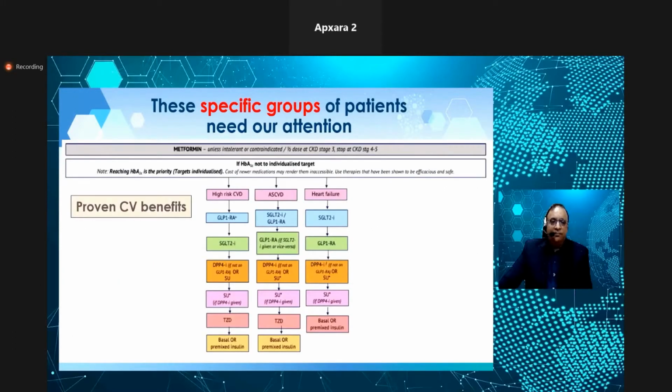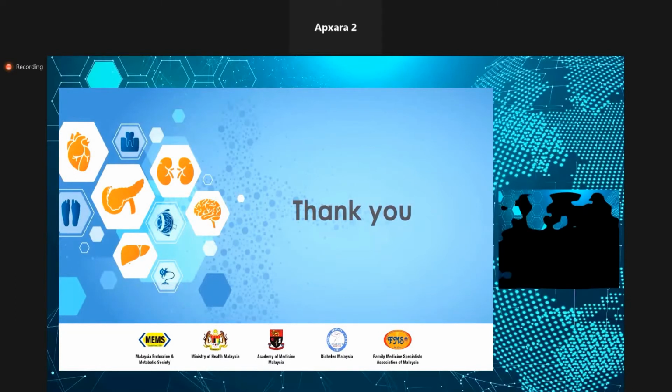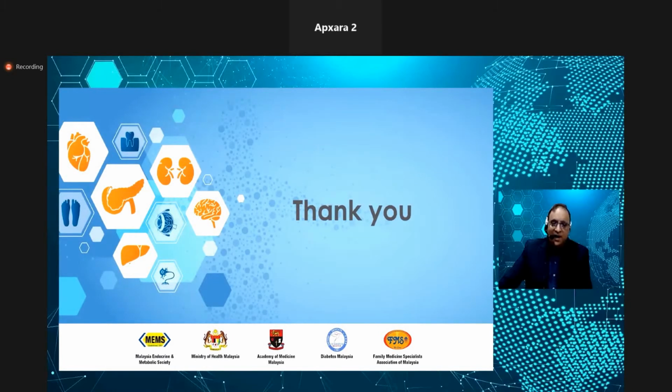So in conclusion, in these patients at high risk of atherosclerotic cardiovascular disease and heart failure, there is a significant shift in the way we treat them with the use of GLP-1 receptor agonists as well as SGLT2 inhibitors, because these have shown CV benefit in such patients. So with that, I'd like to thank you very much and hand the podium back to our chairperson.